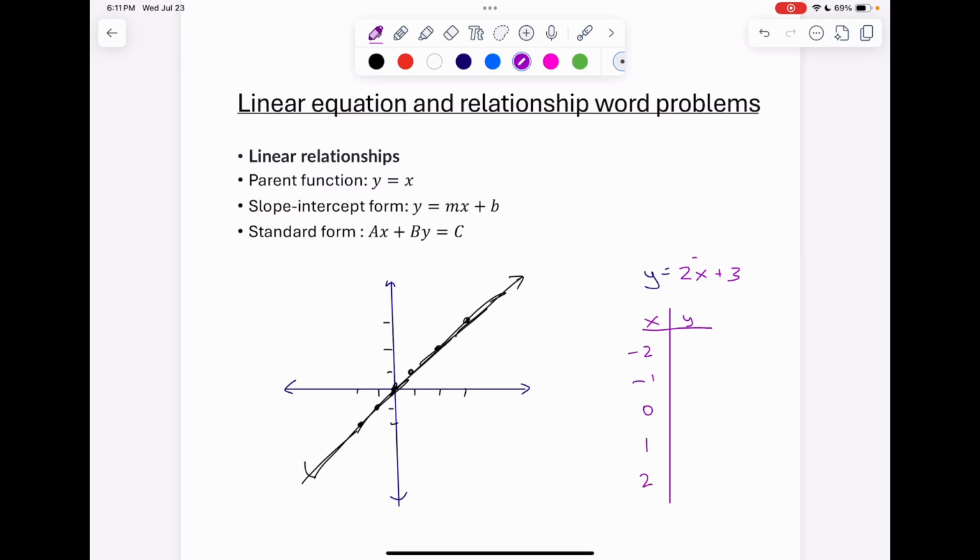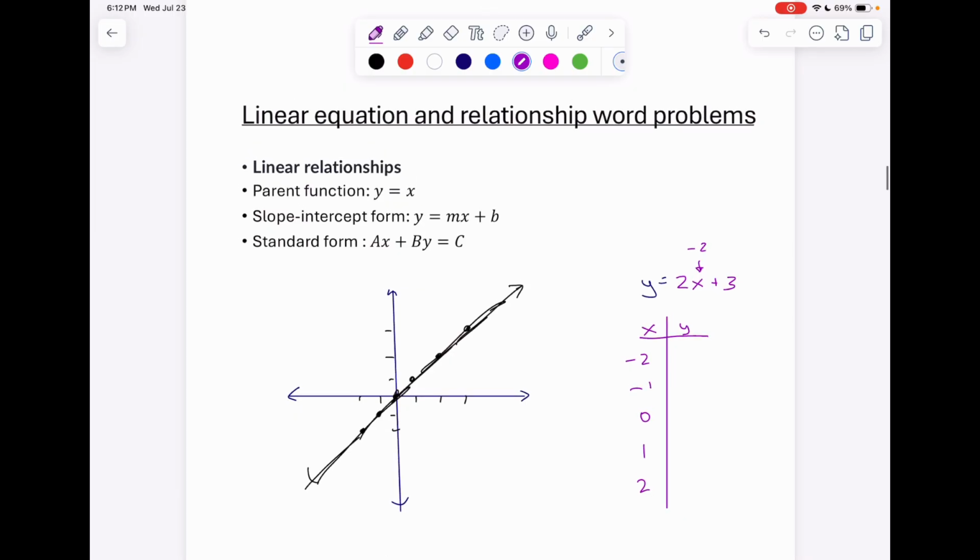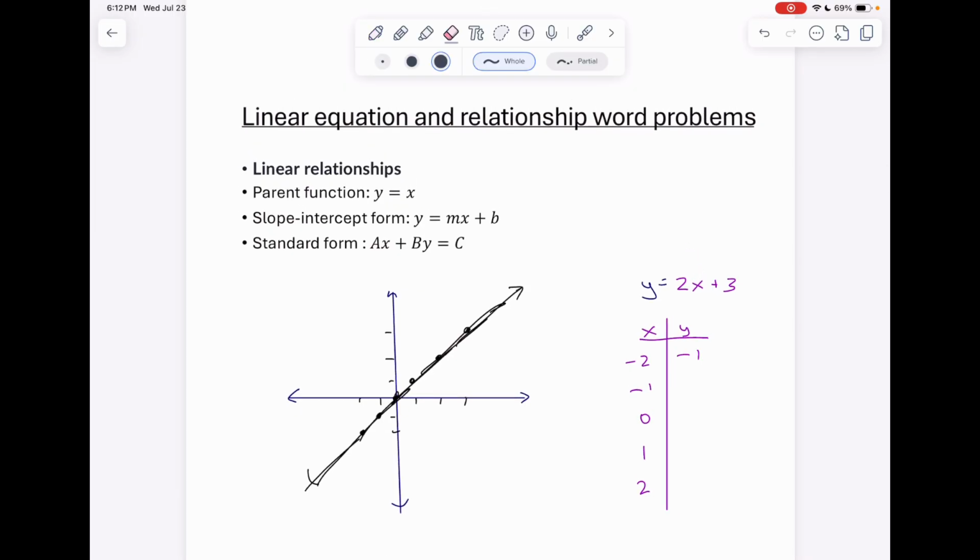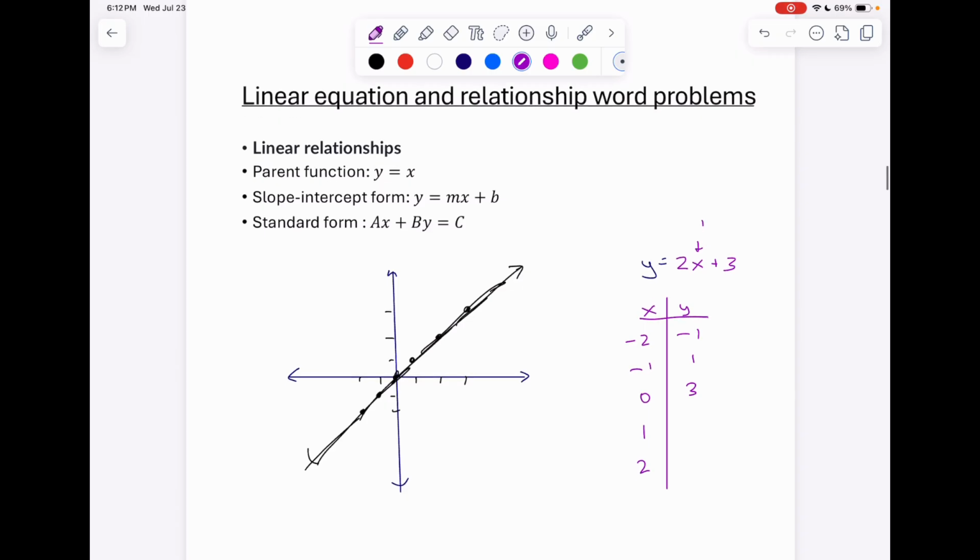When I put in a -2 for my x, 2 times -2 is -4, plus 3, that's -1. If I put in a -1 for my x, I'll get -2 plus 3, that's 1. If I put in a 0, 0 times 2 is 0, plus 3, that's 3. Put in a 1, 2 times 1 is 2, plus 3, that's 5. Put in a 2, 2 times 2 is 4, plus 3, that's 7.